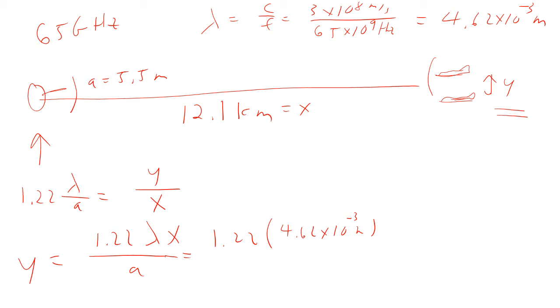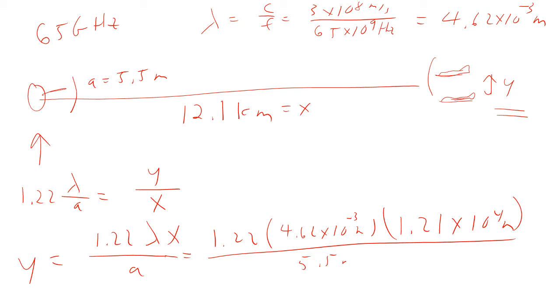Times x, 12.1 kilometers, so that's going to be 1.21 times 10 to the 4 meters, and then we divide by A, which is 5.5 meters. And so the answer is that they have to be flying 12.4 meters away from each other, so very, very close together, practically wingtip to wingtip, in order not to be visible.